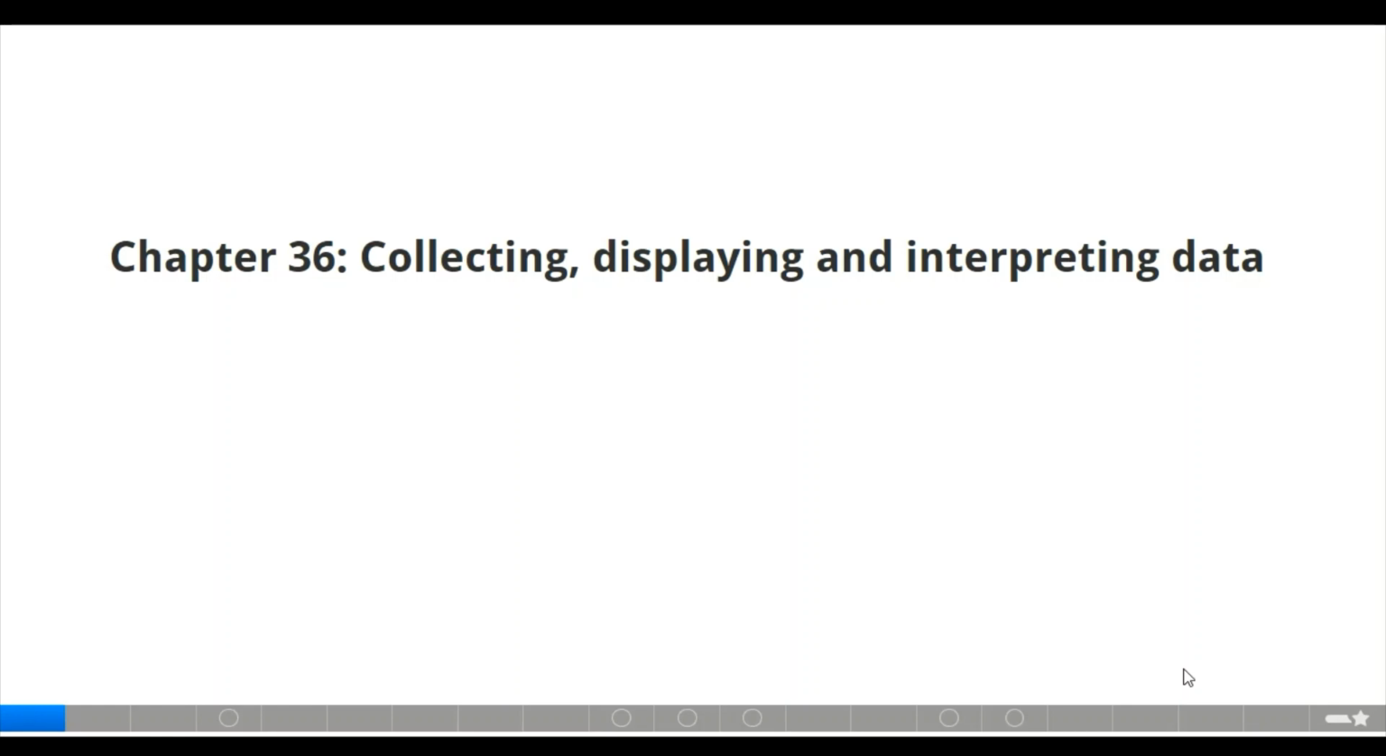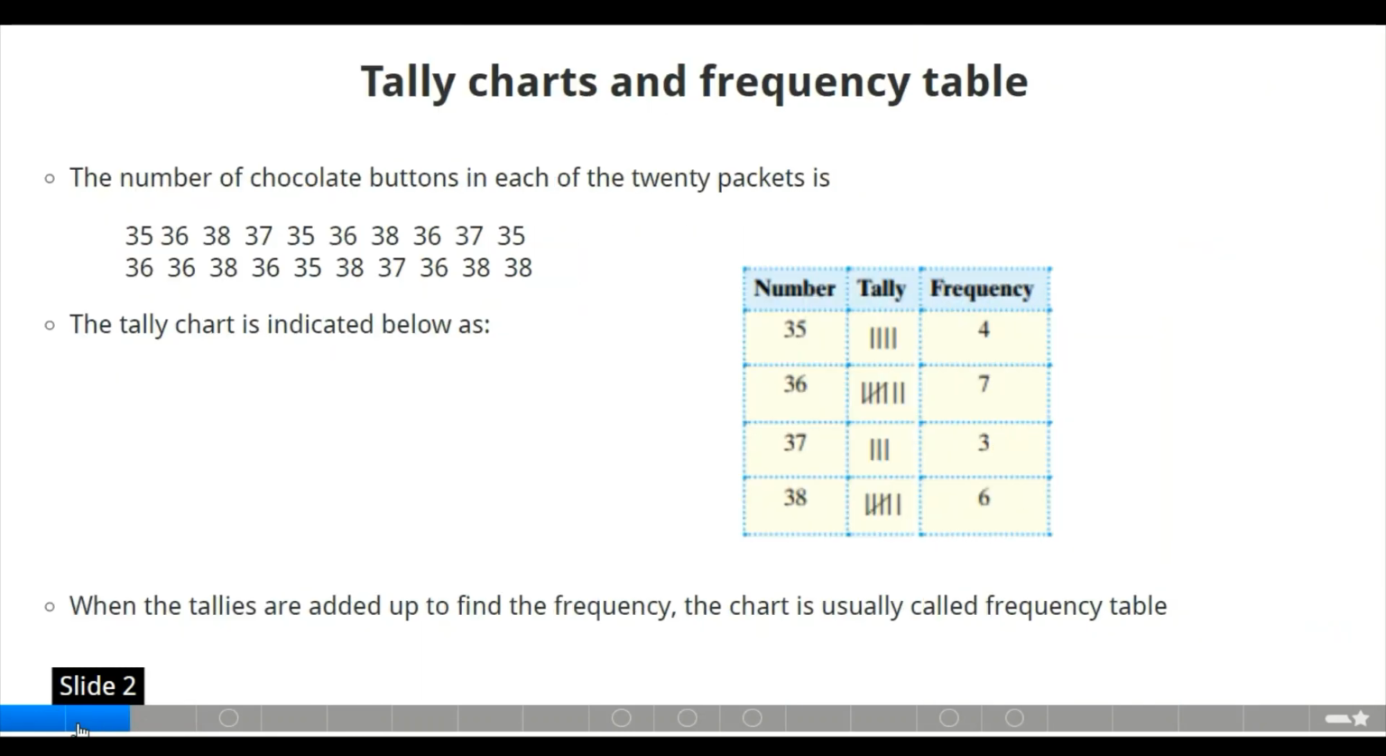Now, in mathematics class, we're going to be looking at another topic, which is collecting, displaying and interpreting data. In our previous class, remember we looked at mean, median, mode and range of data sets. So in this class, we have an interactive content that will serve as a guide for this topic, okay?